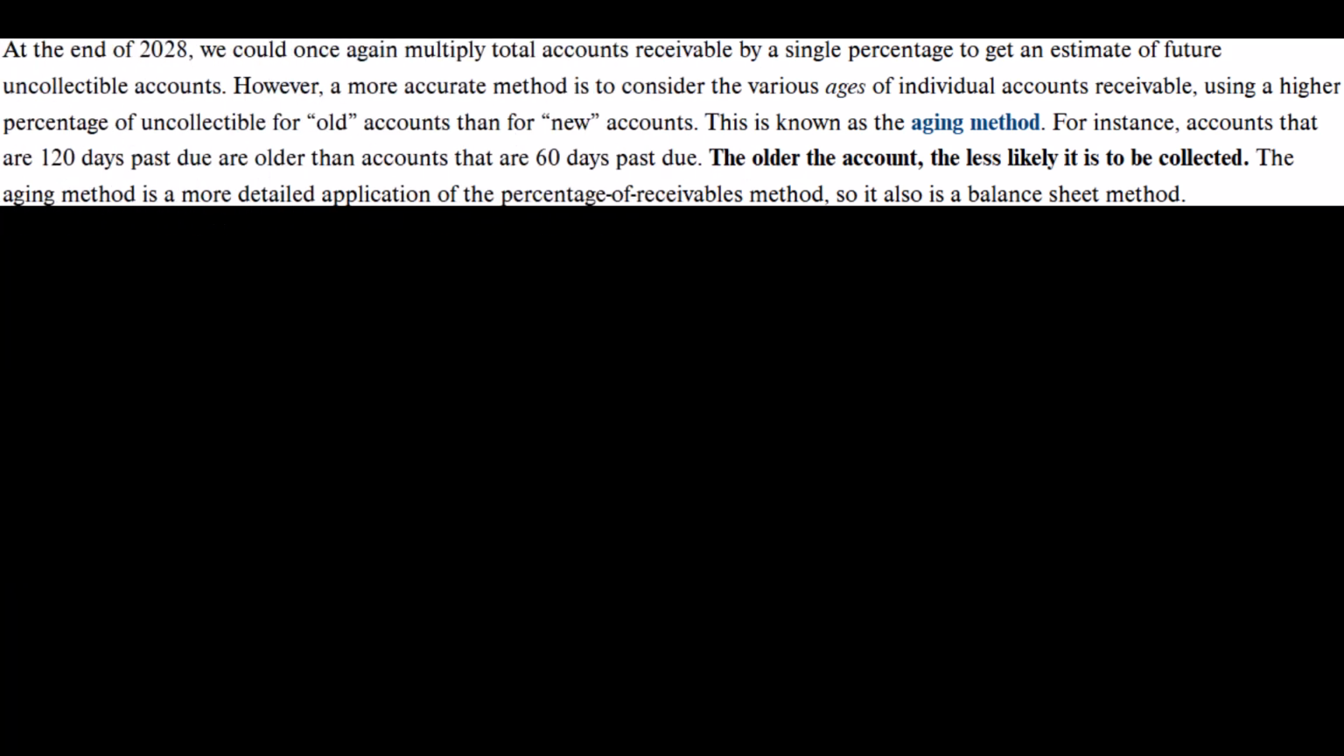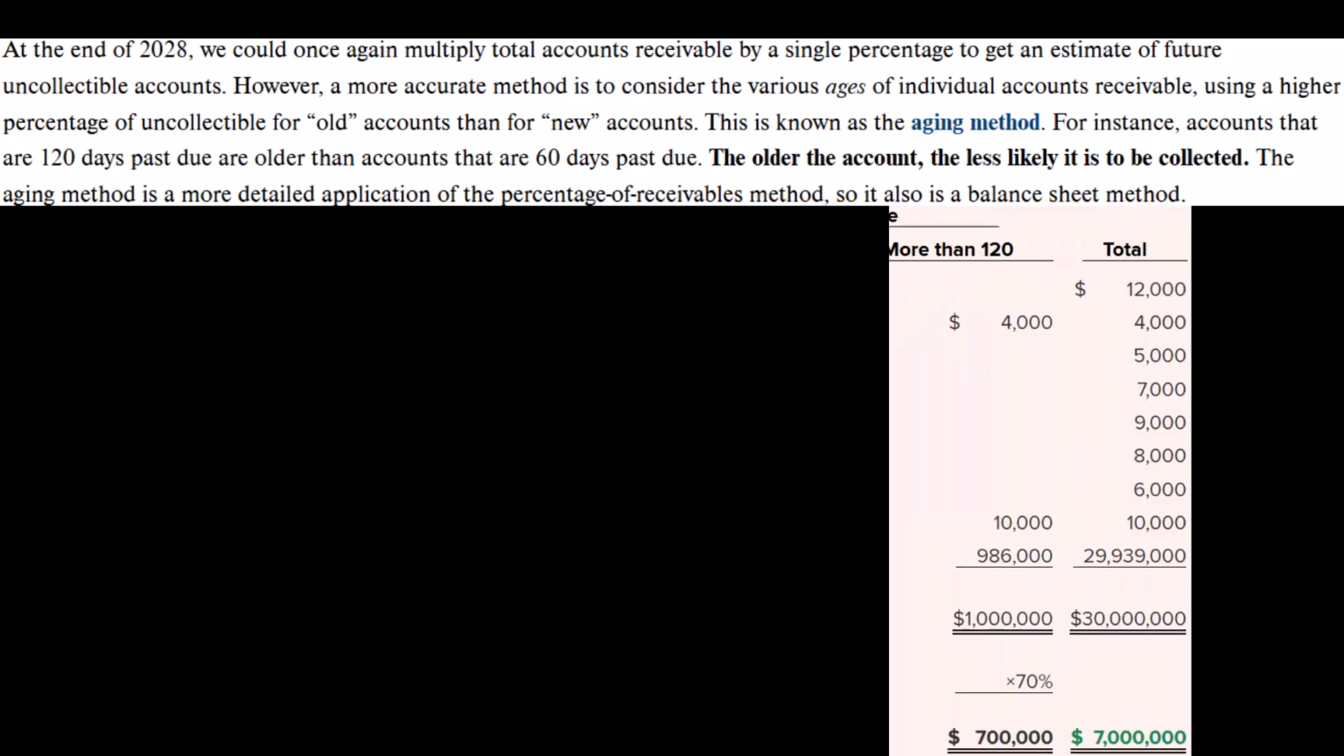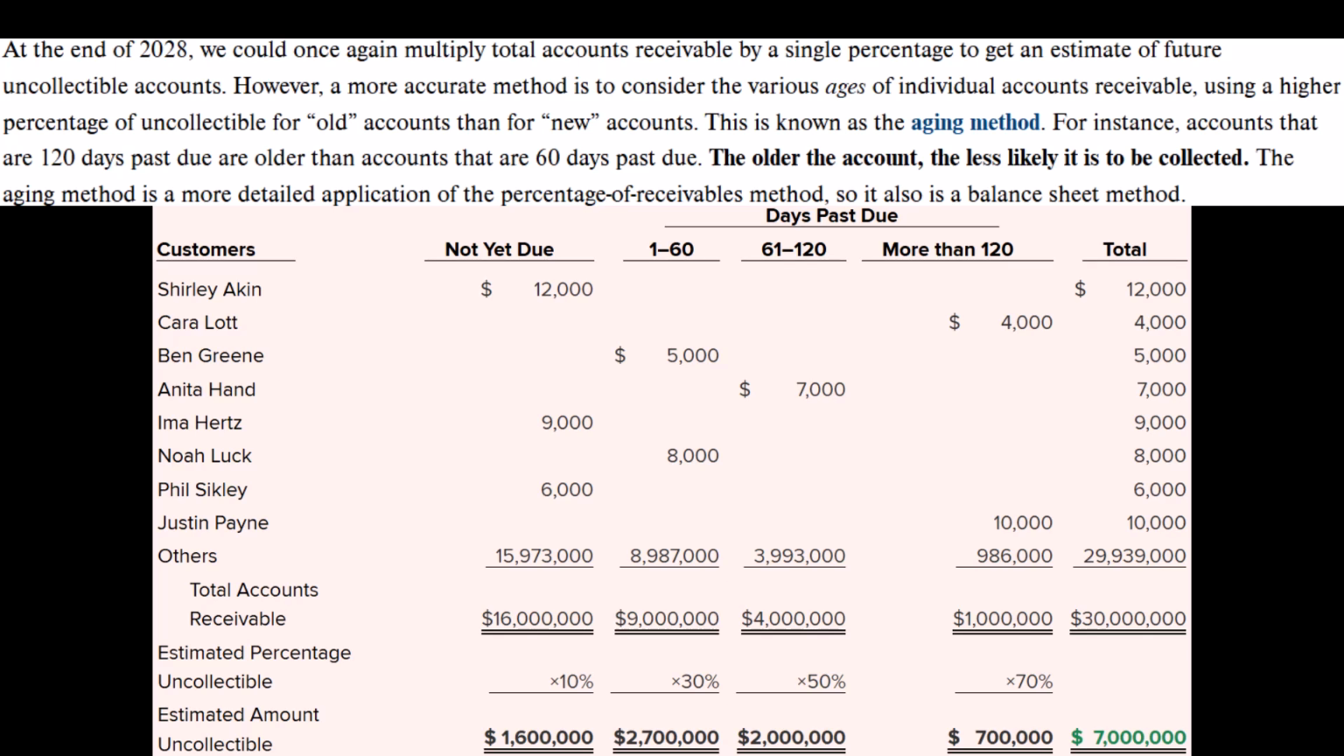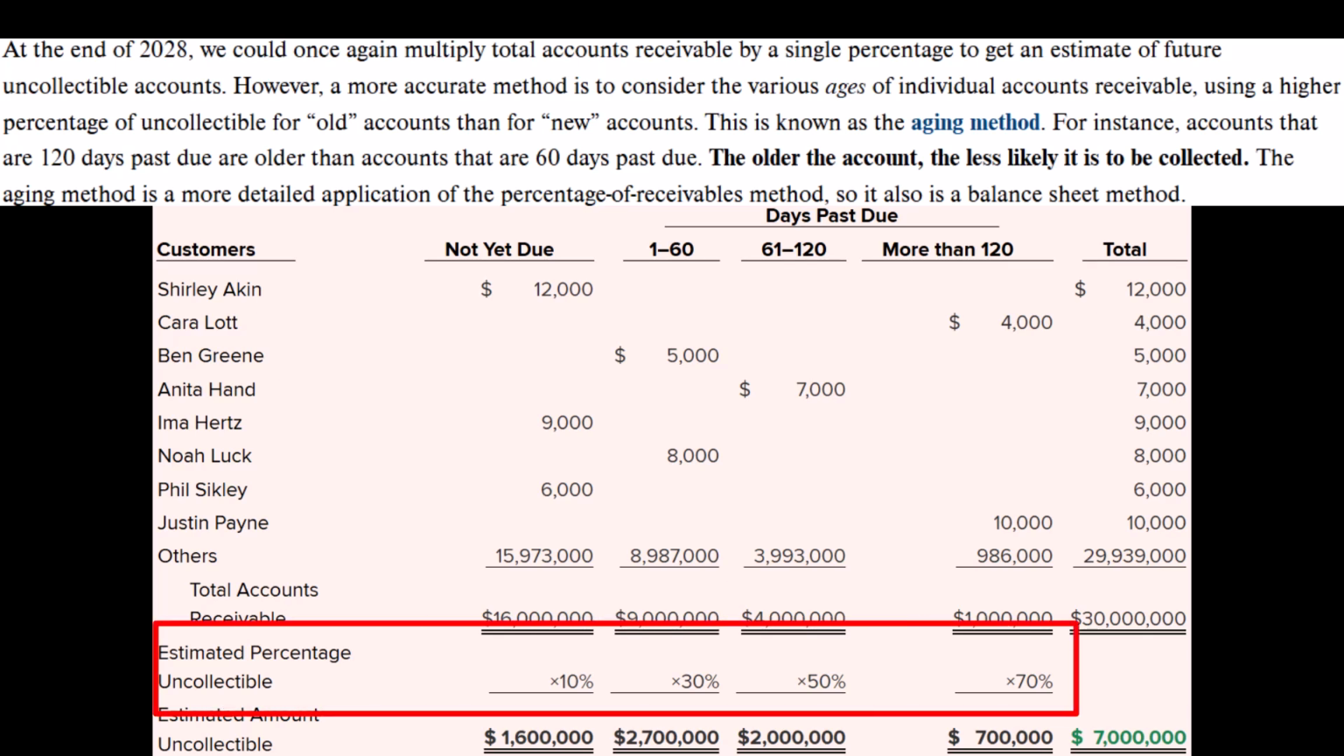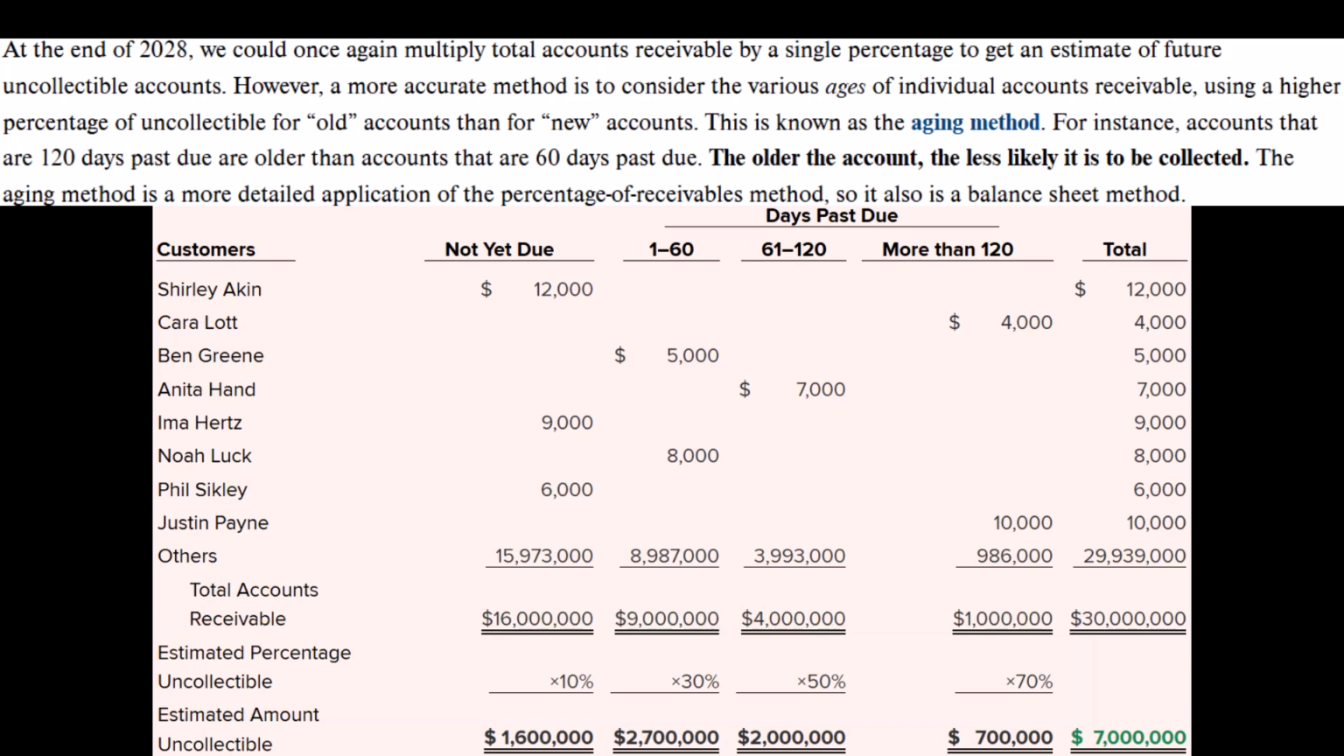At the end of the second year, 2028, Kimsey must again estimate its uncollectible accounts. A more accurate way to do this than a single percentage is the aging of accounts receivable method. This method applies higher estimated uncollectible percentages to older accounts, because the older an account is, the less likely it is to be collected. As you can see from Kimsey's aging schedule, by applying different percentages to each age category, we arrive at a total estimated uncollectible amount of $7 million. This $7 million is the desired ending balance in our allowance account.